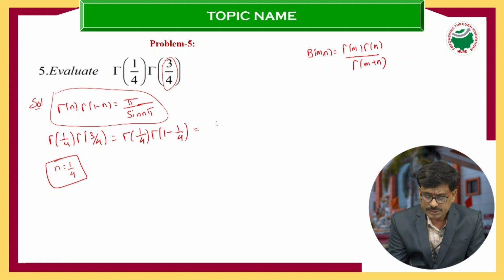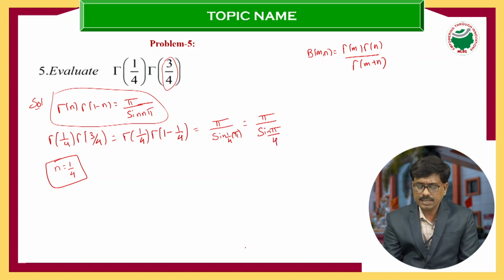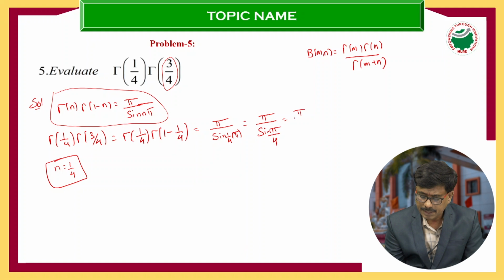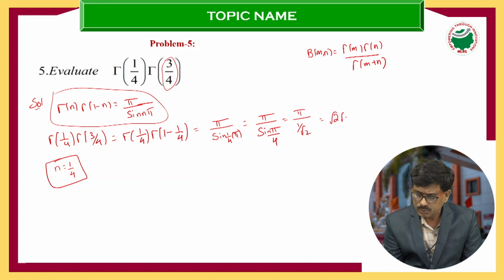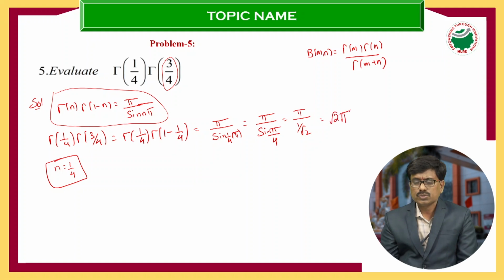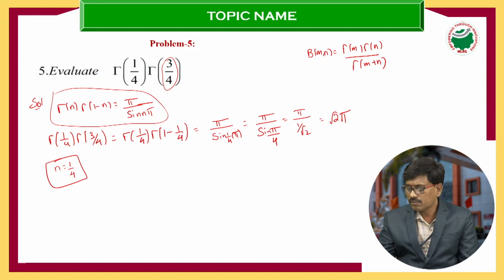I am converting this into pi by sine n pi, where n is 1 by 4 into pi. Therefore, pi by sine pi by 4. What is sine pi by 4? That is 45 degrees. What is sine 45 degrees? 1 by root 2. If I simplify, it is root 2 pi. I hope now this is clear about evaluation using the duplication formula.